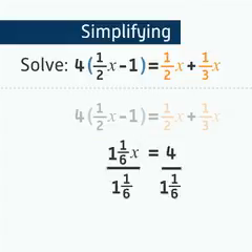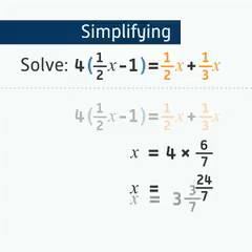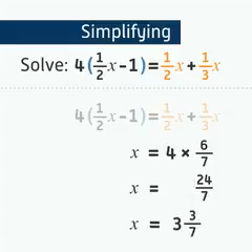The last step is to divide both sides by 1 1/6. This gives x equals 4 divided by 7 over 6. To work this out, you need to multiply by the reciprocal of 7/6 and convert it to a mixed number. So x equals 3 3/7.